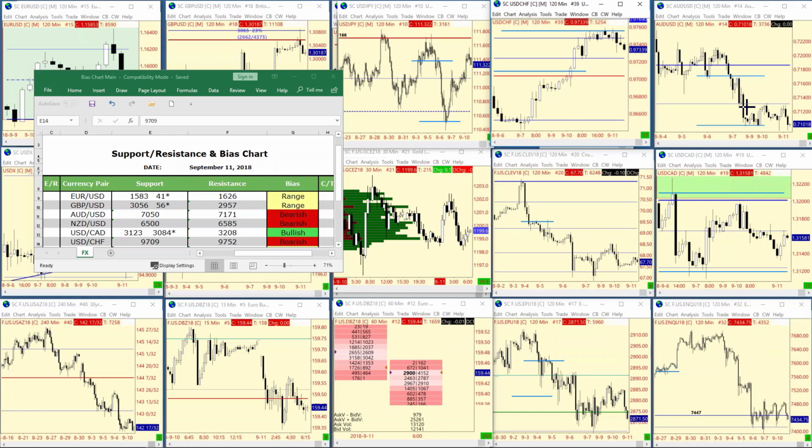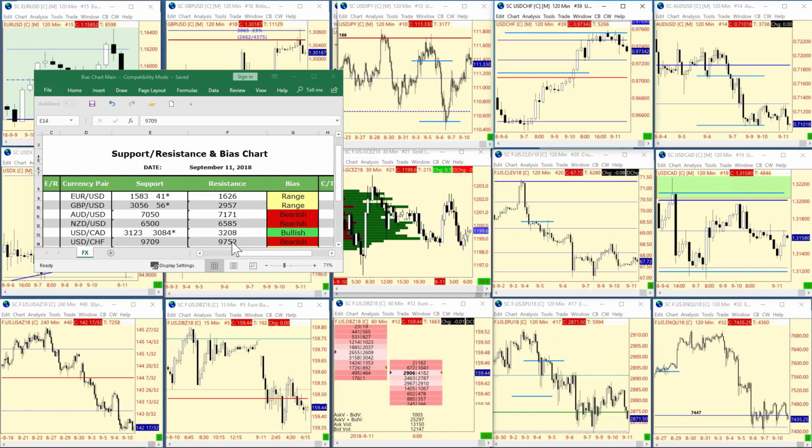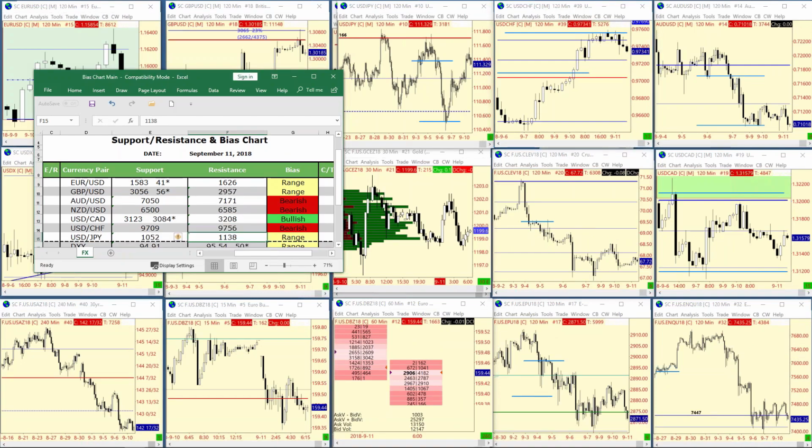It's still bearish. Nothing has changed here on the Swissy. Haven't seen that many people trading the Swissy anyway, but yeah, it hasn't been a bad play from just a straight up technical move.